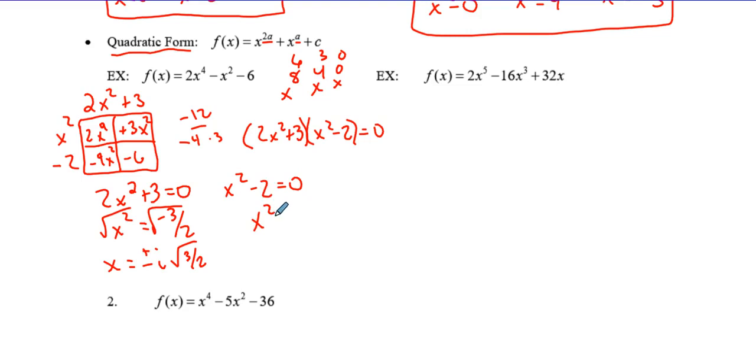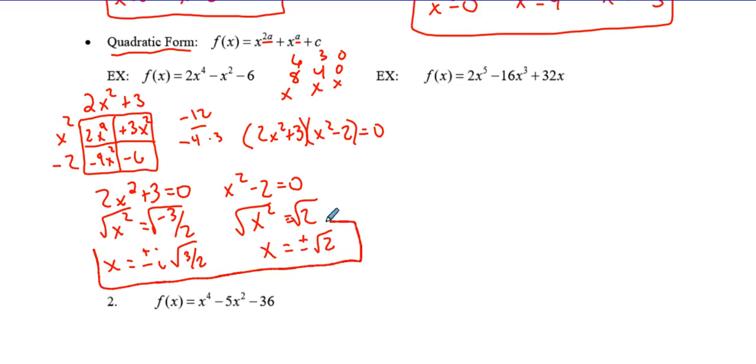All right, so let's solve this. We get x squared equals 2, square root both sides, and we get x equals plus minus the square root of 2. So in this case, this fourth degree polynomial had 2 imaginary solutions and 2 real solutions to give me a total of 4 solutions. All right, so go ahead and try this next example. Or sorry, this is an example, so I'll work it out.